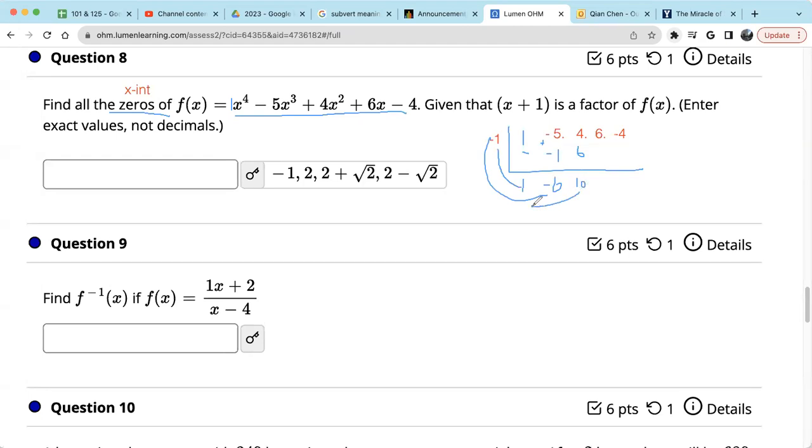Then I use 10 to multiply -1. I get -10. -10 plus 6, I get -4. Then I use -4 to multiply by -1. I get a positive 4. I add -4 and 4, I get 0. Okay, when we reach 0 in the end, that means -1 is a 0.